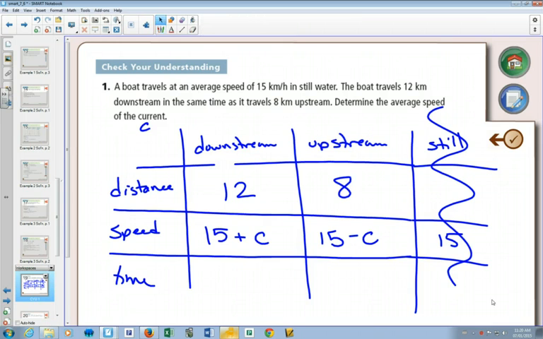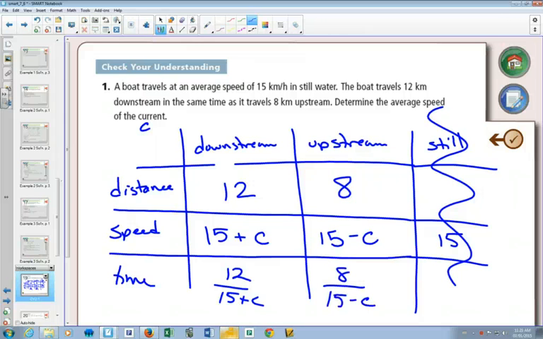And now we can use our formulas here. Time is distance over speed, so we have 12 over 15 plus C equals 8 over 15 minus C. So the first complicated thing in these questions is filling out our chart. Recognizing what we don't know, how we would put that into the chart. And now that we've got our chart, there's got to be something in this question so that we can make an equation.